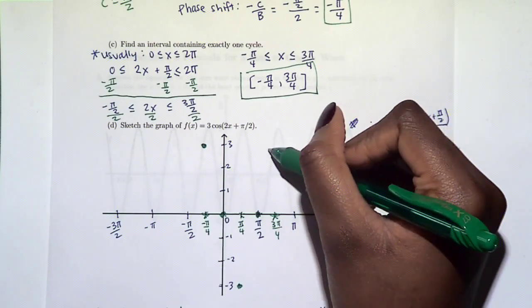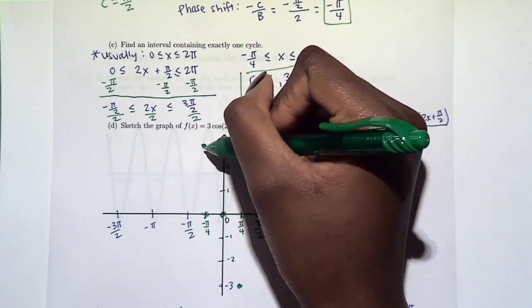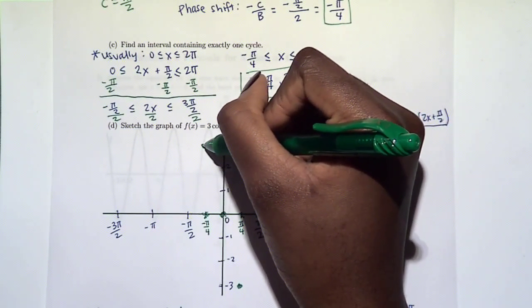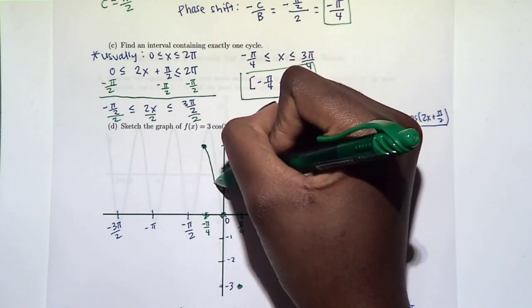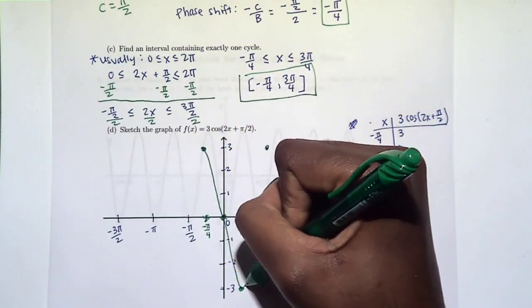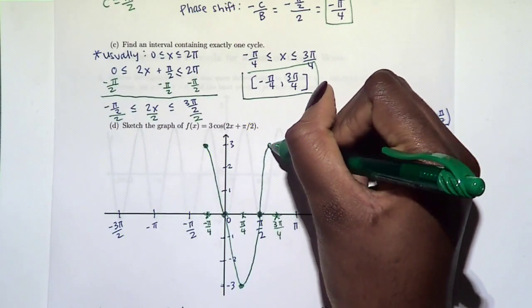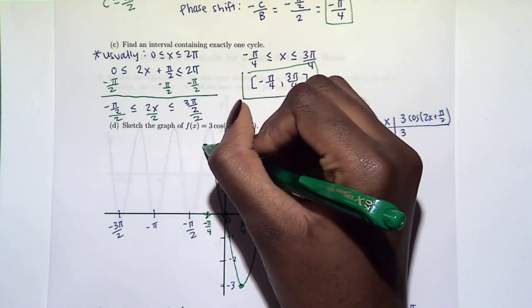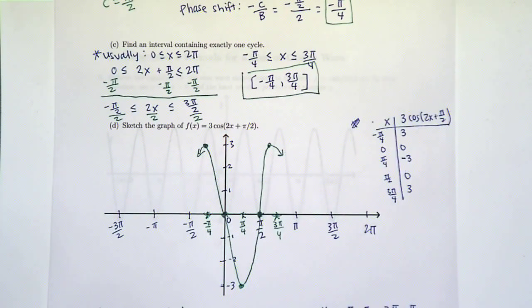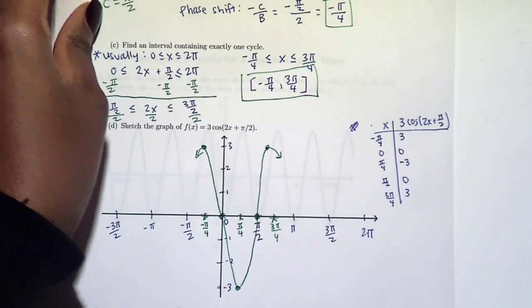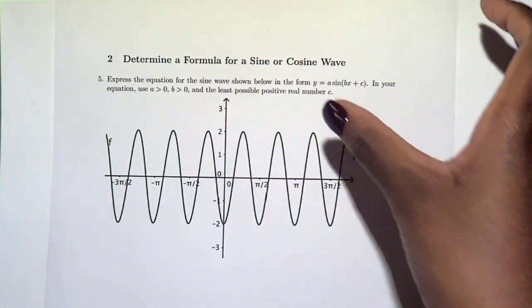All right, so it looks something like this. And these will go back down. But I really just care about being able to graph one period. All right, so this is our graph. Cosine always looks weird when you just do one period. Okay, so this is the pattern that we always use to graph our functions.